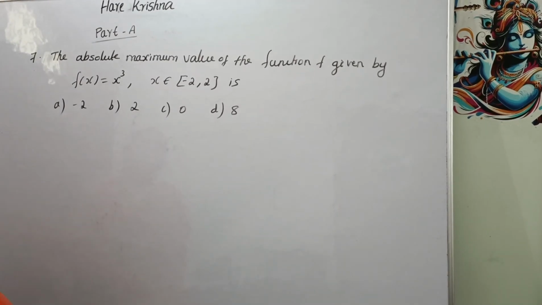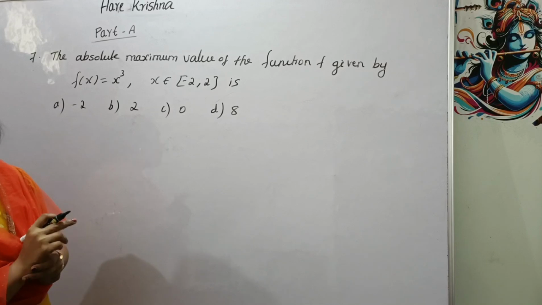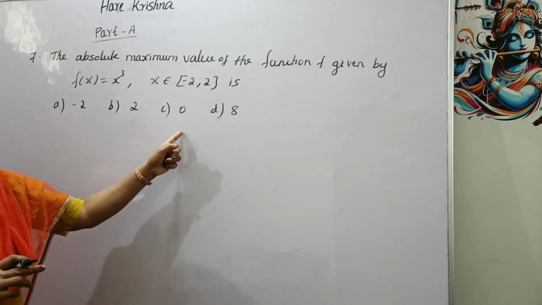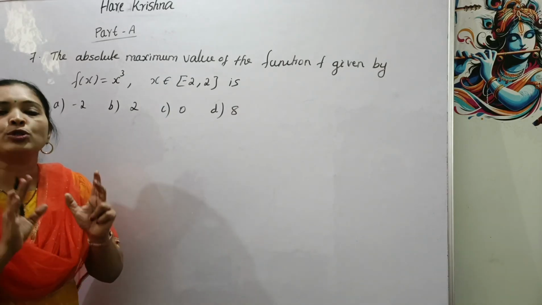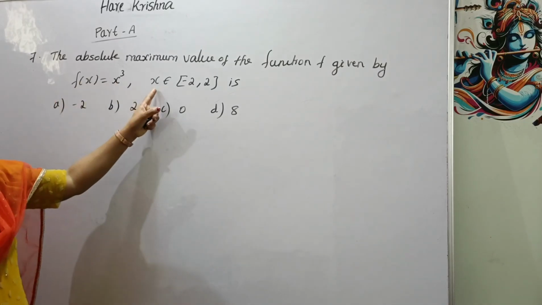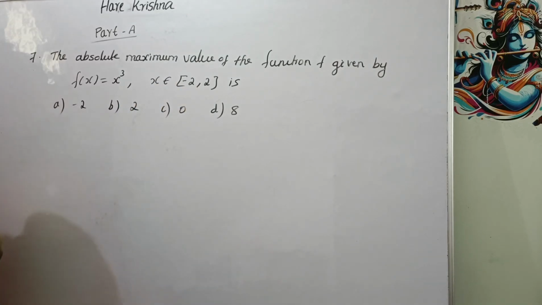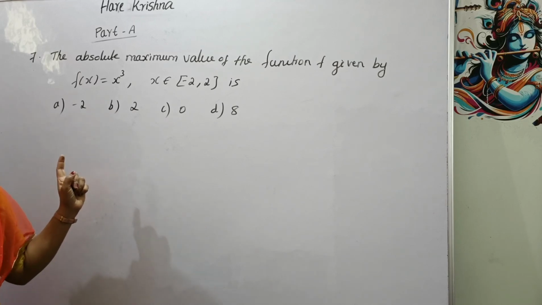The absolute maximum value of the function f given by f of x is equal to x cube, x belongs to the closed interval minus 2 to 2, is, options: minus 2, 2, 0, 8. Okay, so here we have to find the absolute maximum value of the given function. Okay, and it is given that the values of x are between minus 2 and 2. Okay, so first of all, to find the maximum value of the function, we need to find critical points.